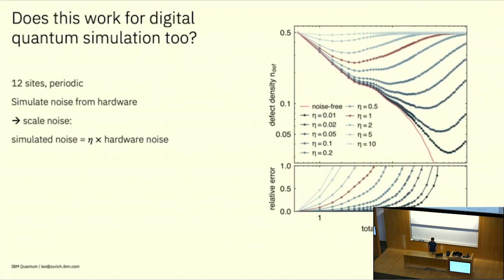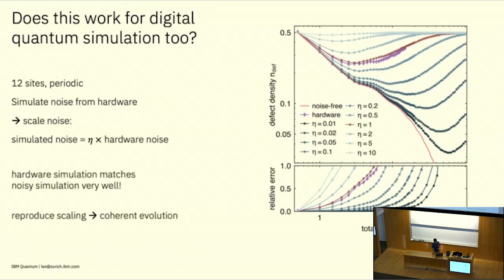So we also simulated this exact system on the device, and we see that the hardware results actually match the simulated noise at a scaling factor of 1, so at the plain noise level, pretty well. So this is quite nice, and gives us confidence that if we deviate from this expected behavior, we can conclude that at that point the simulation decoheres.